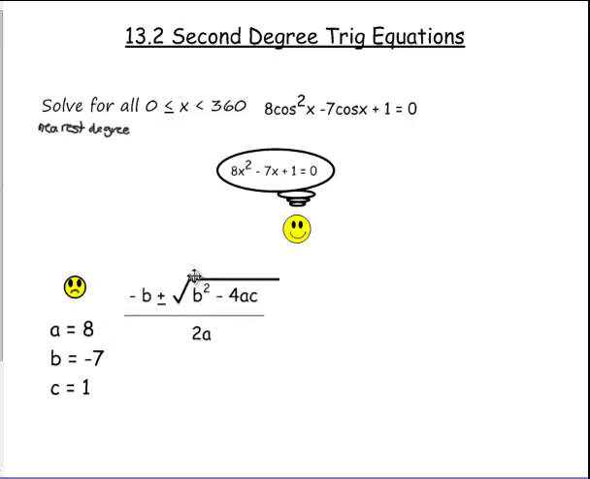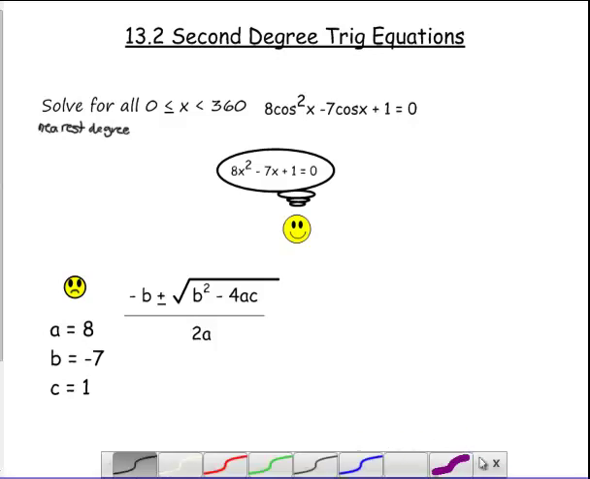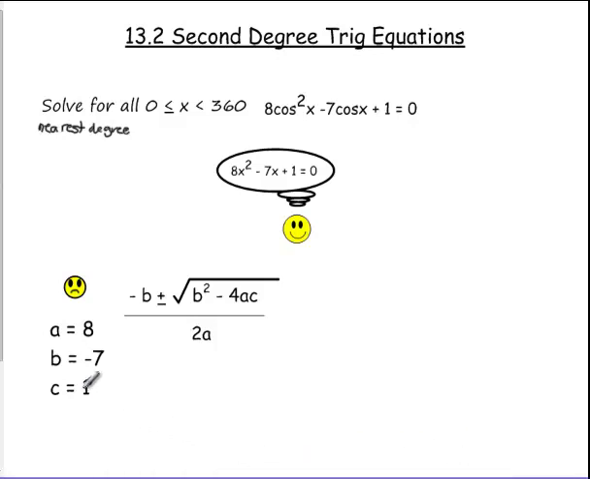All right, so let's get started here. First thing I'm going to do is pick out my a, b, and c values. My a, b, and c values are 8, negative 7, and 1. And I'm going to put them into my quadratic formula. Negative b. So that means b is negative 7, so the opposite of negative 7 is 7. Plus or minus the square root of b squared, 49, minus 4. My a value is 8. Whoops. And my c value is 1.